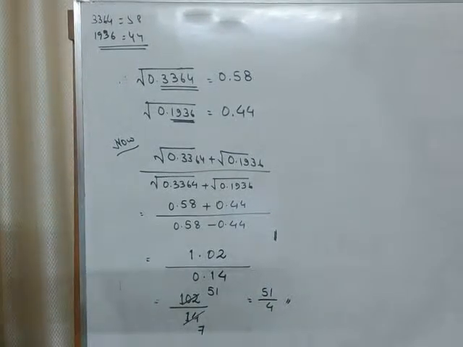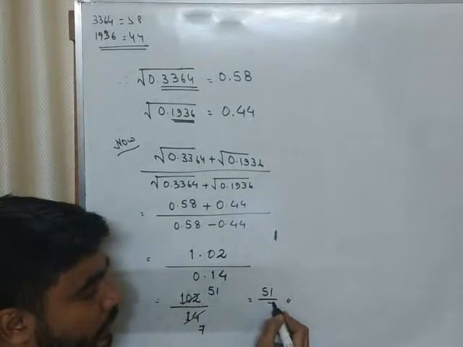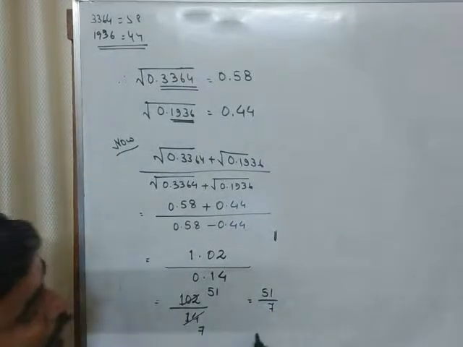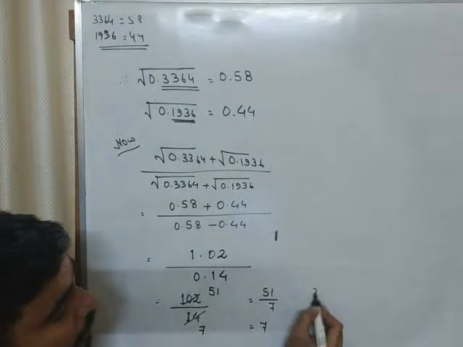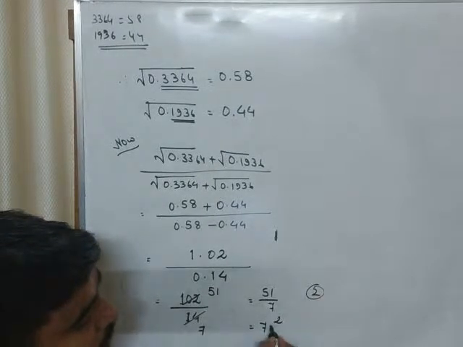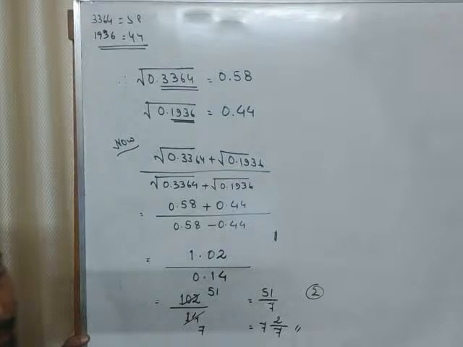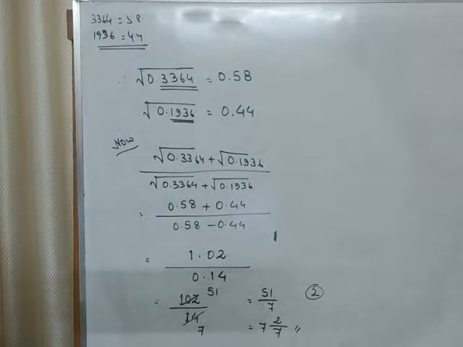Okay, 51 by 7, sorry. And since it is an improper fraction, you can convert it into a mixed fraction. 7 7 times 49, remains 2. The remainder becomes the numerator, and the denominator will never change. So your answer is 7 2 by 7. Clear?